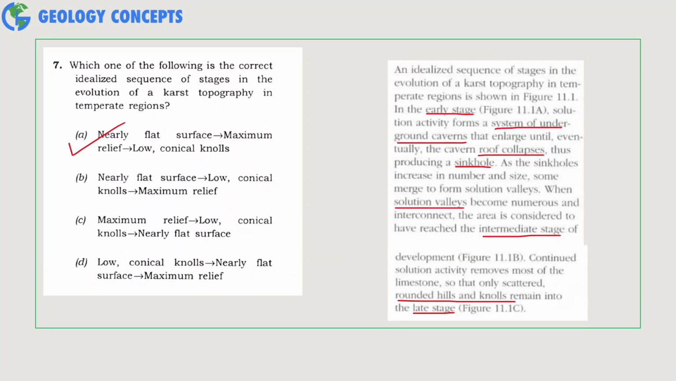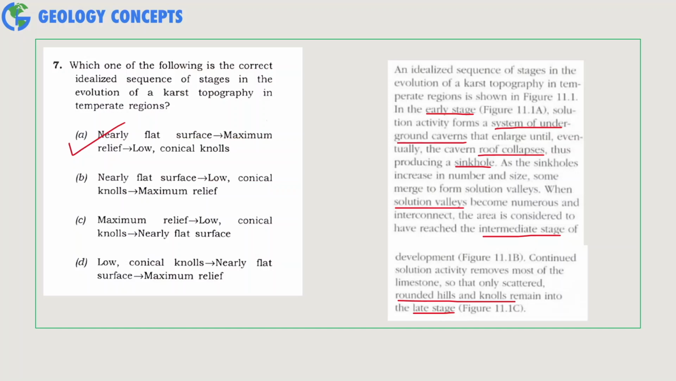Next question is which one of the following is the correct idealized sequence of stages in the evolution of a karst topography in temperate region? So the idealized sequence of evolution of karst topography can be divided into three stages: early, intermediate, and the late stage. In the early stage, there are numerous underground caverns, while the surface is nearly flat. Gradually, these caverns enlarge, resulting in roof collapse and formation of sinkholes. So, a number of sinkholes collapse to form solution valleys. This happens in the intermediate stage, where the maximum relief is observed. The continued solution of limestones leaves only low rounded hills and knolls in the final stage.